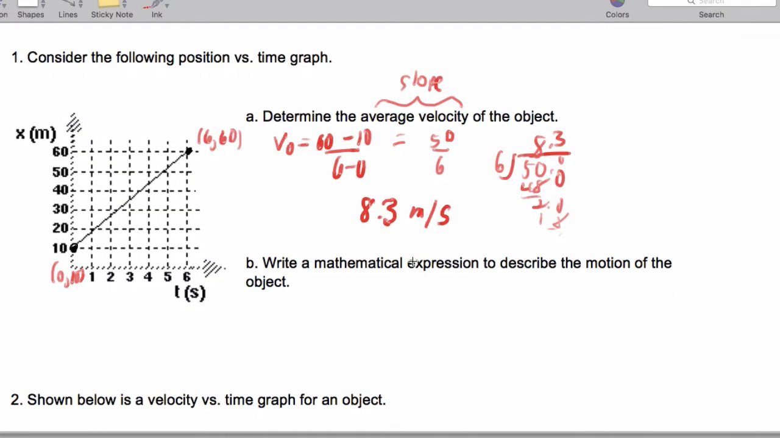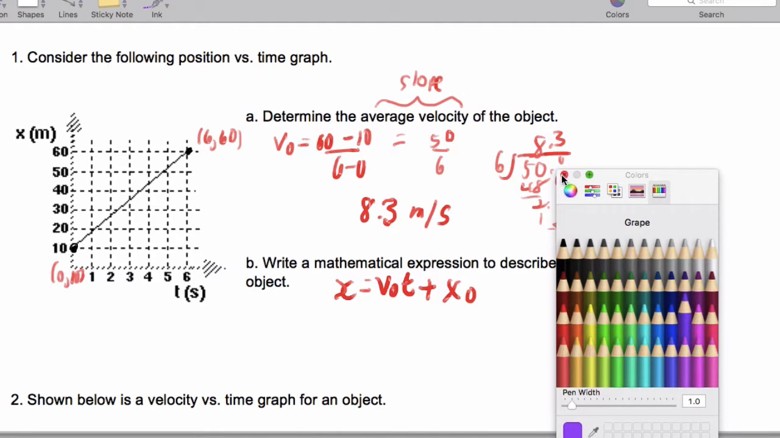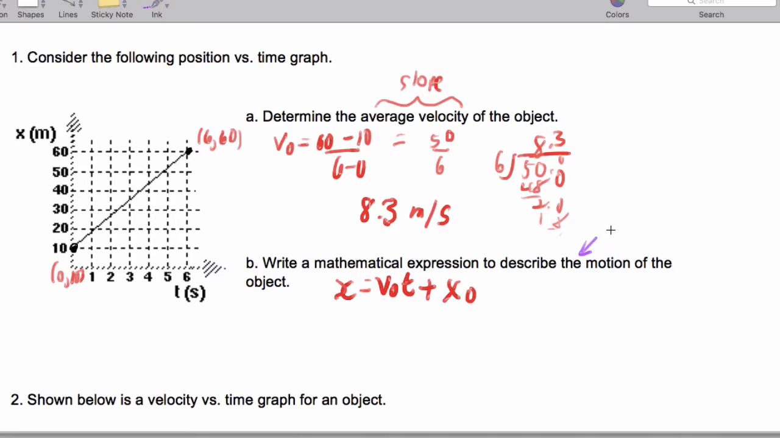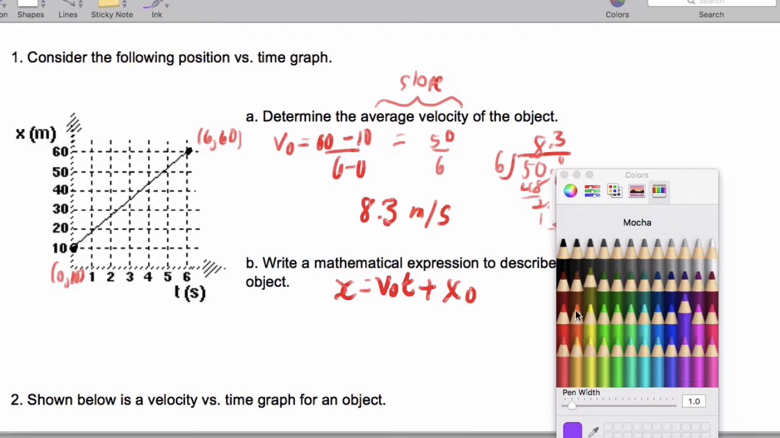Now, we're going to write a mathematical expression to describe the motion of the object. So let's be clear. This is the formula that we now use to deal with objects that are moving in a straight line at constant speed, like our friend the buggy. And this is the physics way of saying it. If you want to translate this into algebra language, we would say write the point slope form of the line.